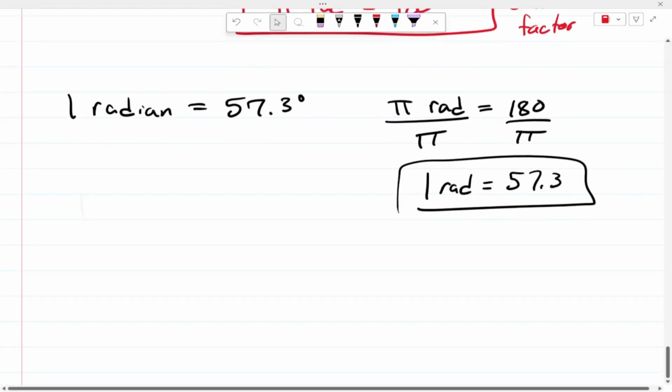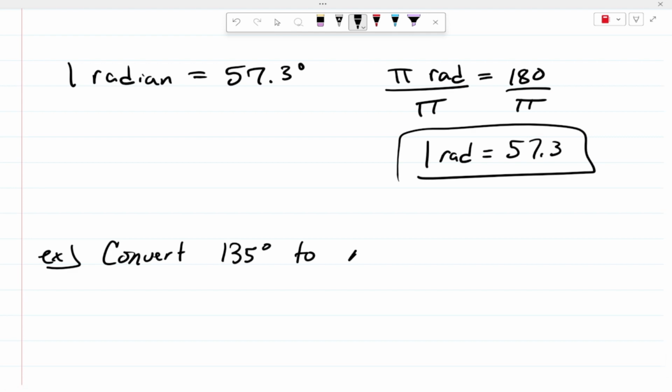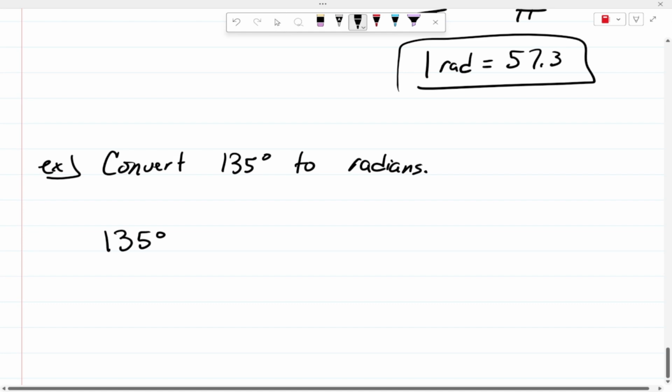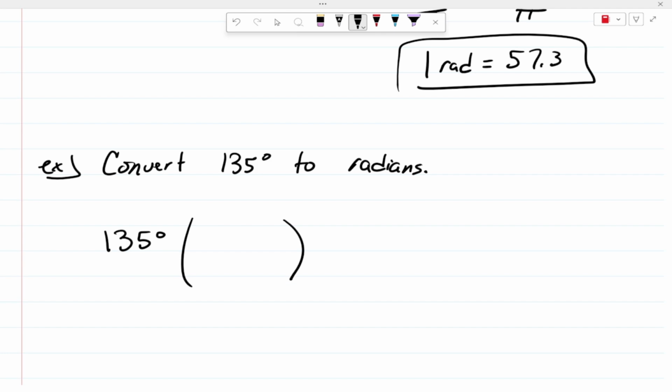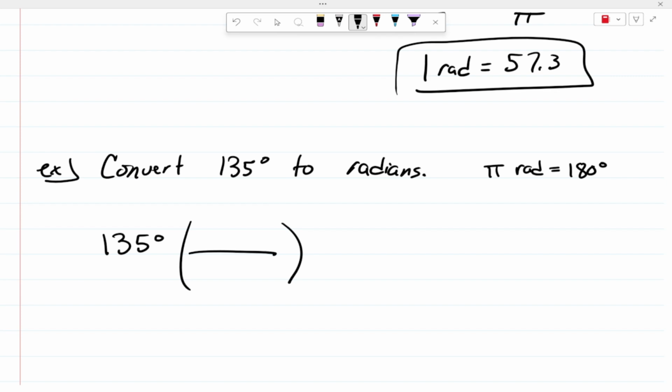So we can convert any angle we want. So let's convert 135 degrees to radians. We always start with what we know, 135 degrees. We're going to multiply this by our conversion factor, which is up above. So I'm going to rewrite it: pi radians equals 180 degrees. We want to get rid of degrees, so 180 goes down below. Pi radians goes upstairs. And remember, we don't want decimals. We want exact numbers. So 135 over 180 as a reduced fraction is 3 pi over 4 radians. And that's how we convert anything we want.